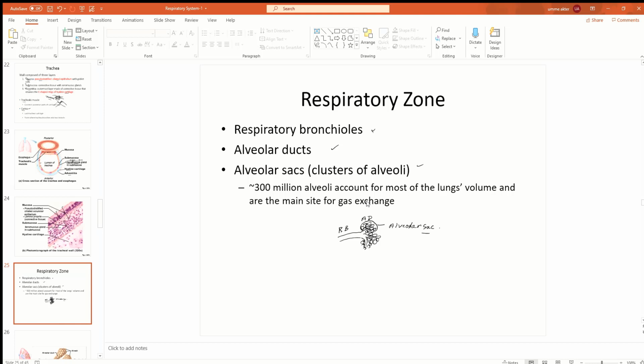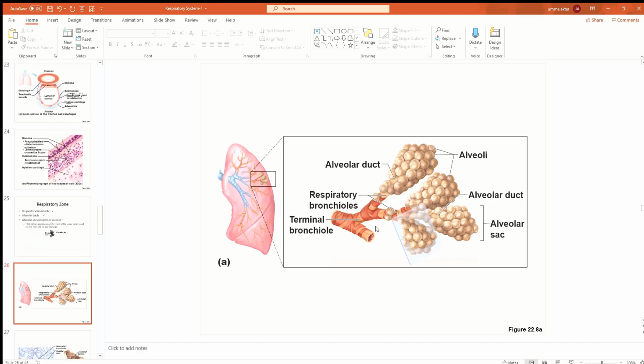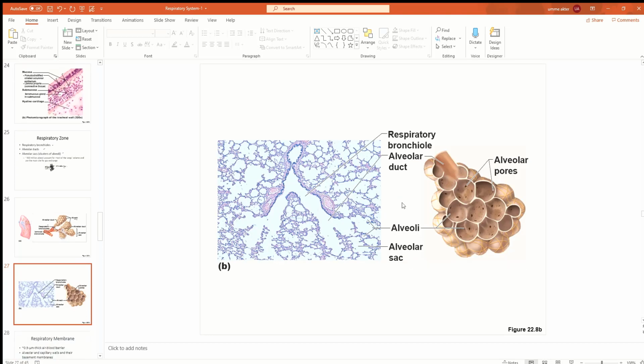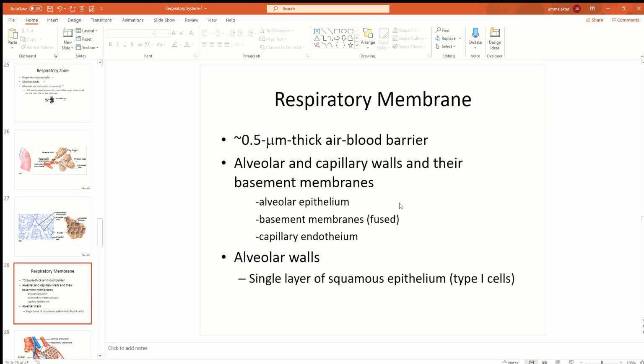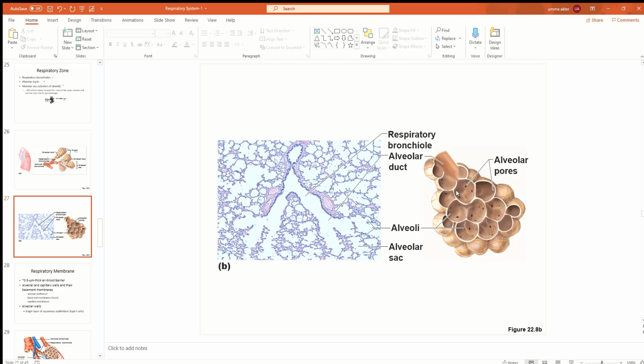Okay, so respiratory bronchial, alveolar duct, and alveoli. Gas exchange occurs through the wall of these structures. Most of the gas exchange occurs through the wall of the alveoli. Okay, here you see the respiratory bronchial, then alveolar ducts, and then alveoli. Okay, so we'll stop here and start from the next slide in next lecture.